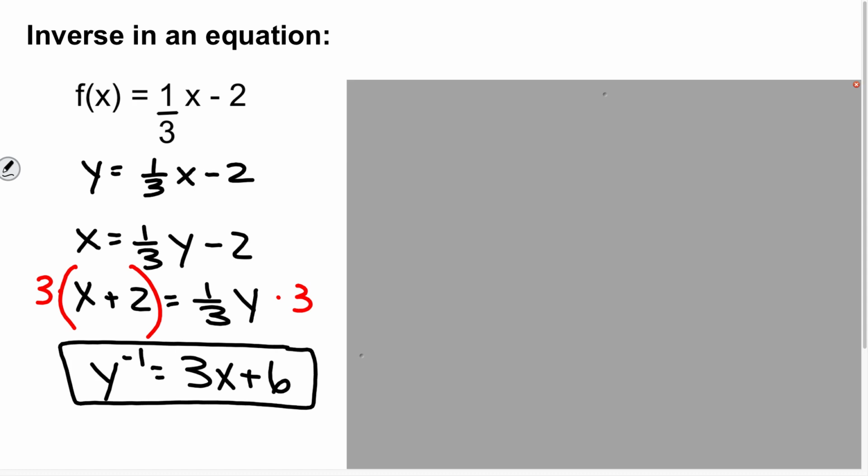It would come out to be y equals 3x plus 6, but remember that's the inverse, so I'm just going to name it as the inverse. I just put the -1 on there so that everybody knows. If I didn't want to use that, I could use the f inverse notation too. But it would look the same on the other side, the 3x plus 6.